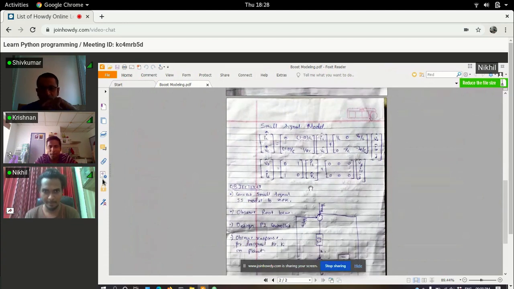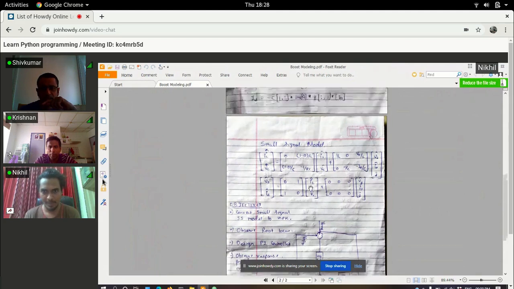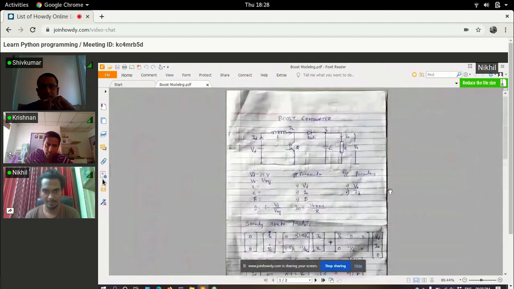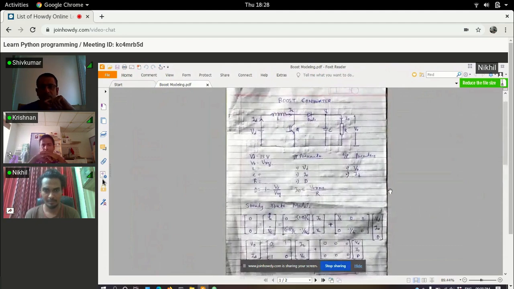Okay, can you just go up once more, because I'm checking the equations. If you go up to the circuit, now if you look, your ID and IL are the same. So really speaking, you don't need another variable for that.